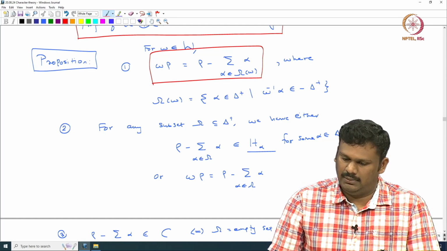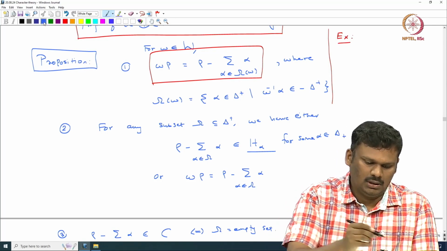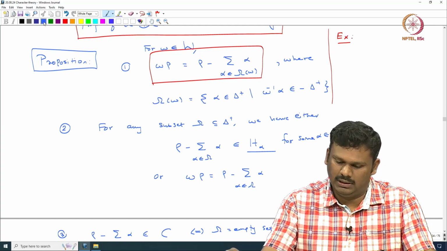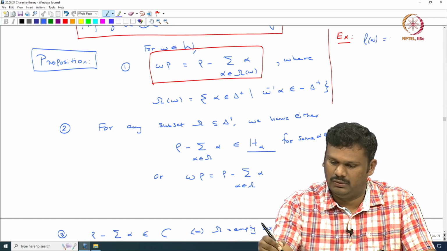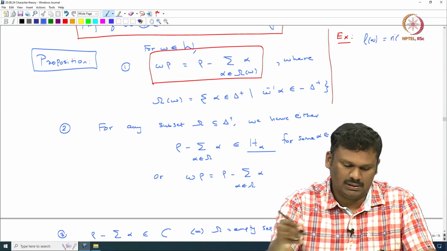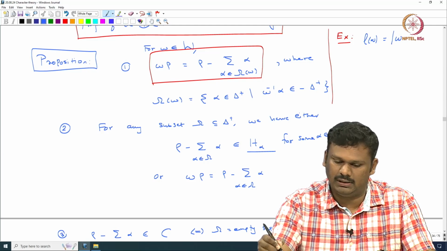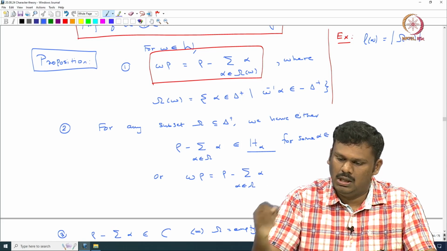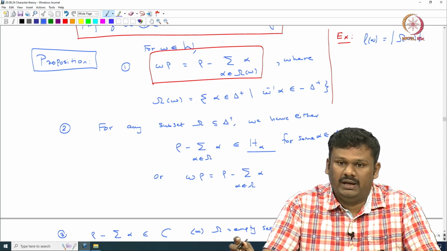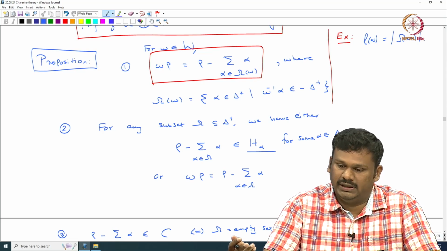Here I am going to leave one simple exercise for you. This can be proved by induction on the length. One can define the length of W in two different ways. Let us take the definition that I have given: the length of W is given by the cardinality of omega of W. So what is omega of W? Omega of W is those positive roots that are sent to negative roots by the action of W inverse. That is the definition.